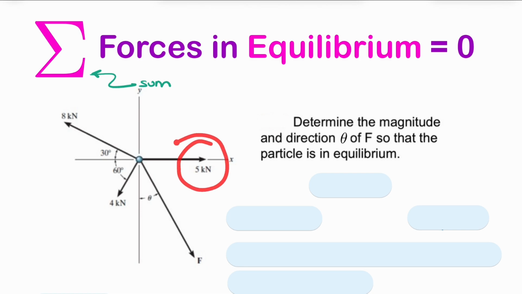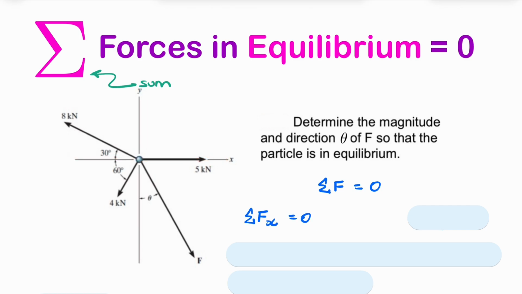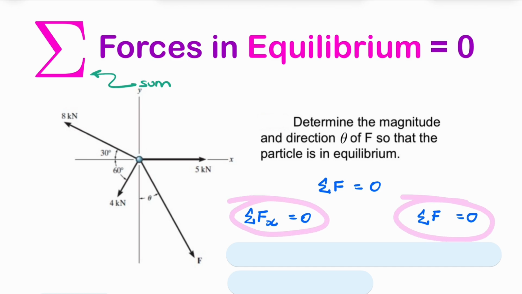So that doesn't mean we add the 5,000 and the 8,000 and the 4,000, but we add them as vectors. So we say the summation of the forces is 0, but that means that if you add the forces in the horizontal direction, the result is 0. And if you add the forces in the vertical direction, the result is also 0. So in the horizontal direction, in the x direction, it looks like we only have one force, the 5k. But actually, each of these forces will have a component in the horizontal direction.